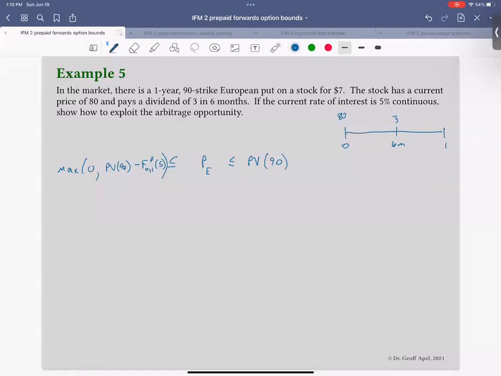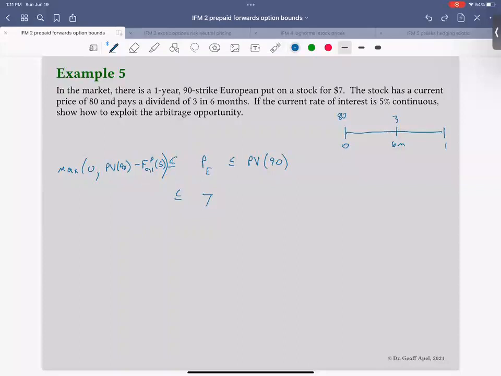Okay, so evidently something on here is going to get violated. I know that the price is 7. I'm pretty sure this bound's pretty safe, the present value of 90, unless I've got some super crazy interest rate. We can compute it out, but I don't think we really need to, because I don't think that's the problem. Over here, this is probably the problem. Maybe that's too big. The price would actually be too small.